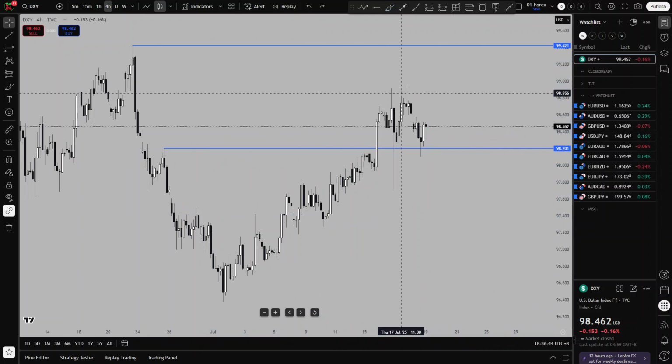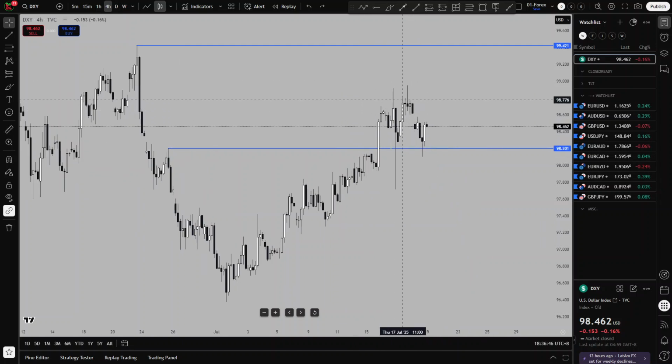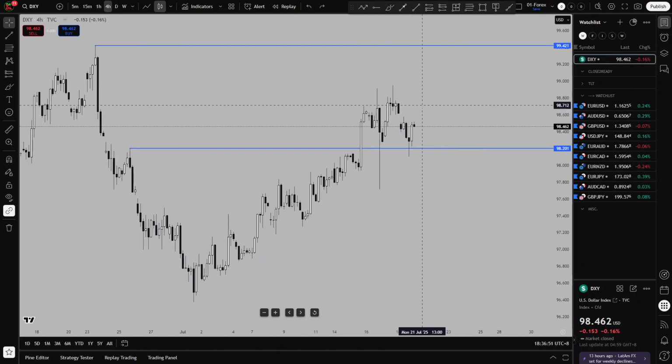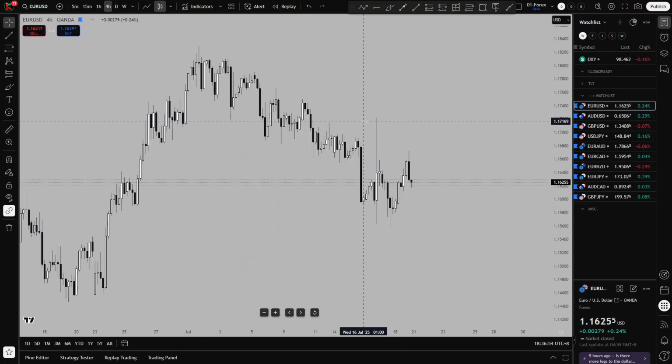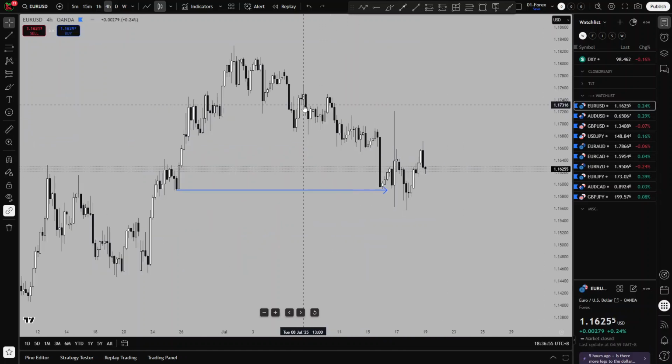But yeah, we will see. That will take some time. So right now I'm a bit neutral to bullish for the dollar. Looking at the other dollar related pairs, I'm starting here with Euro US dollar.